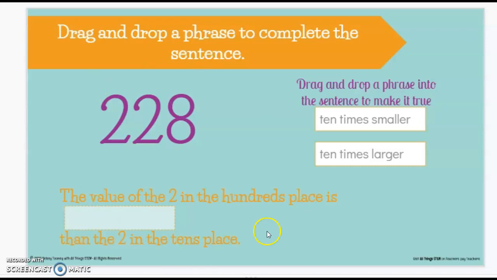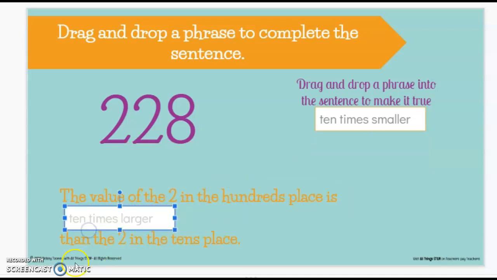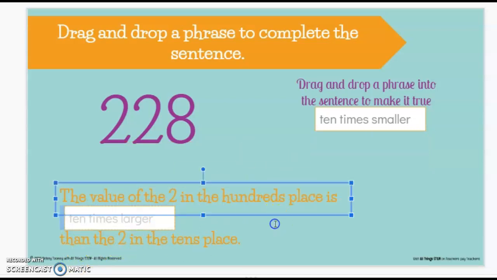Okay, so this is how you're going to see the questions on the next couple of slides, and I encourage you to make a place value chart like I did on a piece of paper or a whiteboard or whatever you have in front of you that you can write on. So we said that 228, the value of the 2 in the hundreds place is blank the value of the 2 in the tens place. I know that hundreds is more than tens, so the value of the 2 in the hundreds place is 10 times larger than the value of the 2 in the tens place.